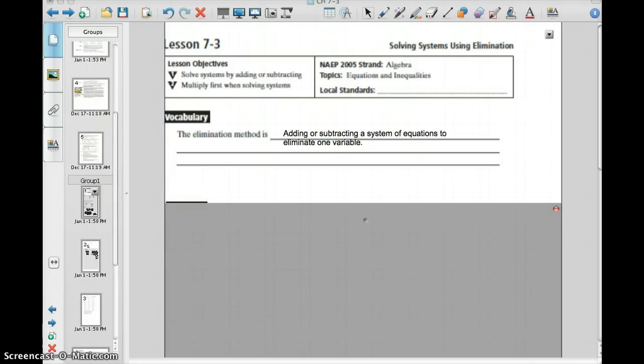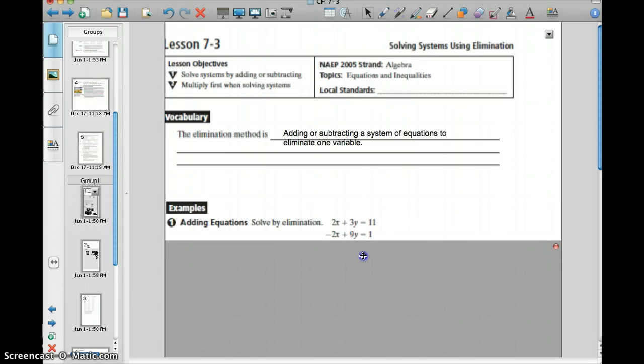Hey class, we're looking at solving systems by adding or subtracting, and this is called the elimination method. We solve the system by adding or subtracting the equations to eliminate one variable, and then we can solve for the other and plug it back in to get the second. So let me show you some examples. I think elimination will probably make the most sense to you.